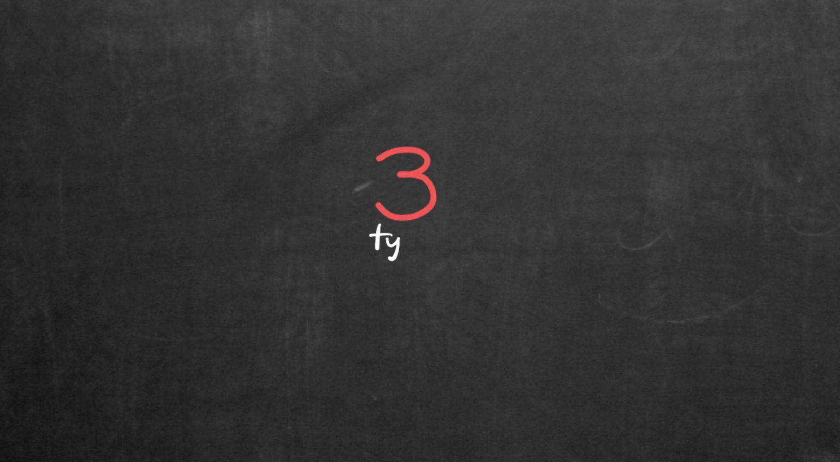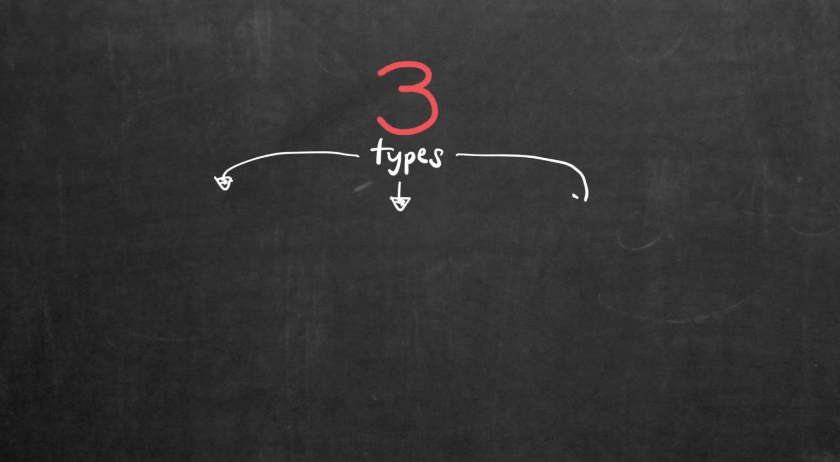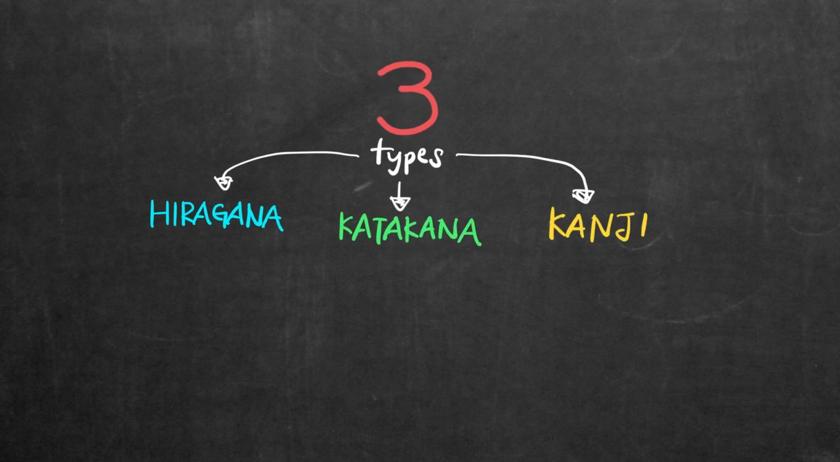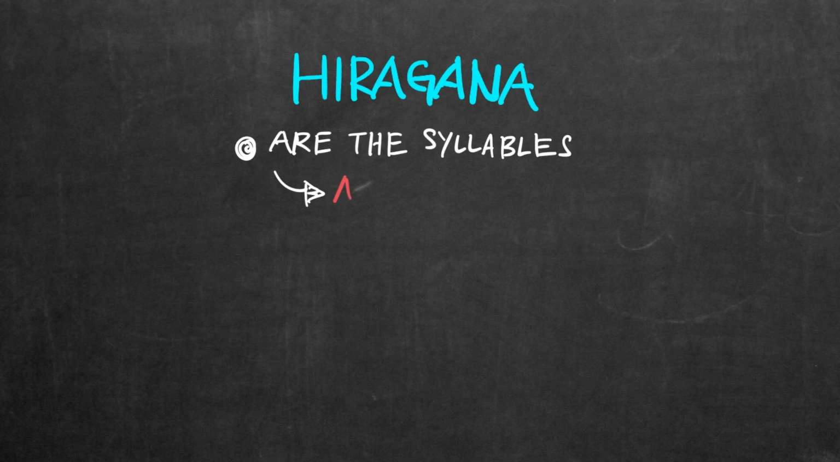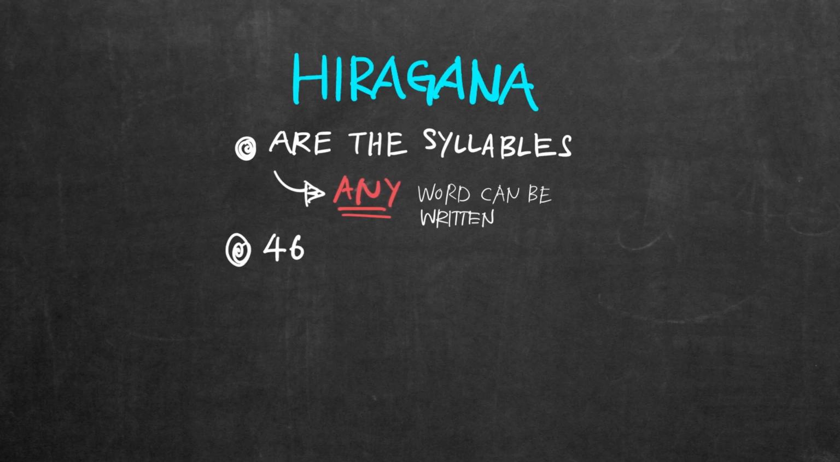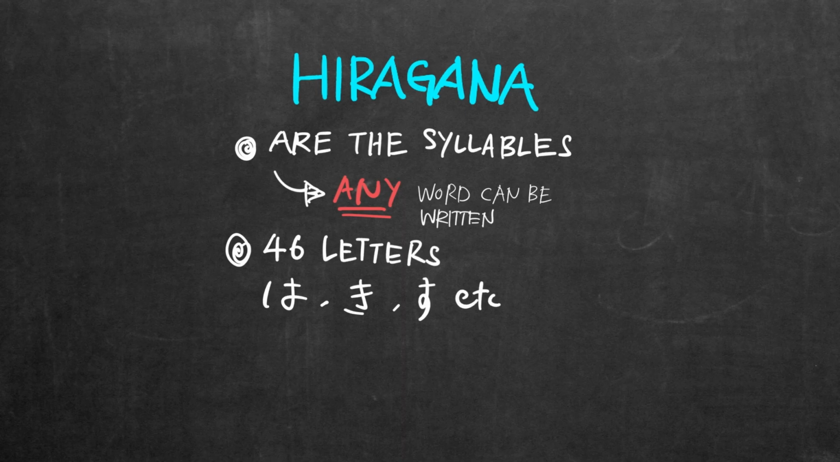Japanese has three writing types: Hiragana, Katakana, and Kanji. Let's have a brief introduction on them before we go on to learning the alphabet. The first one is Hiragana. It represents all the syllables, i.e. all the sounds in the language, which means you can write any Japanese word using Hiragana alone. It has a set of 46 letters, and these are some of the examples.